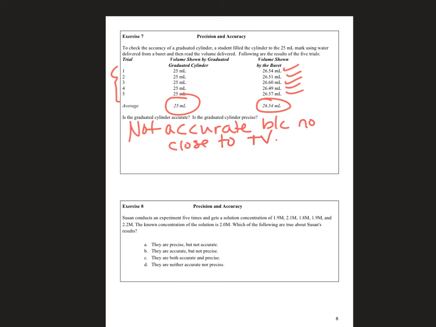But is it precise? Well, when I look at this series of measurements, look how close they are to one another. They're all extremely close. So this is definitely precise because the measurements are close to one another.